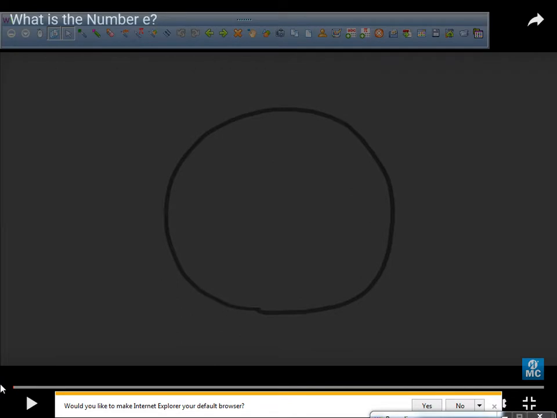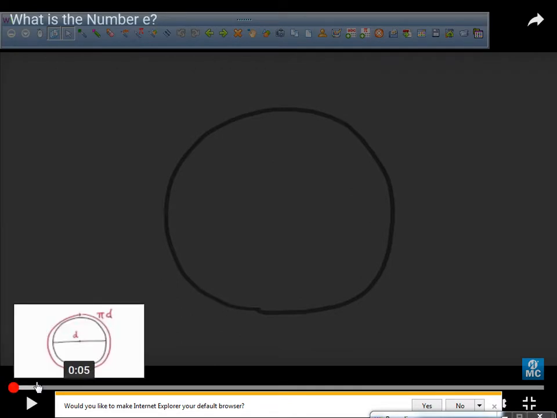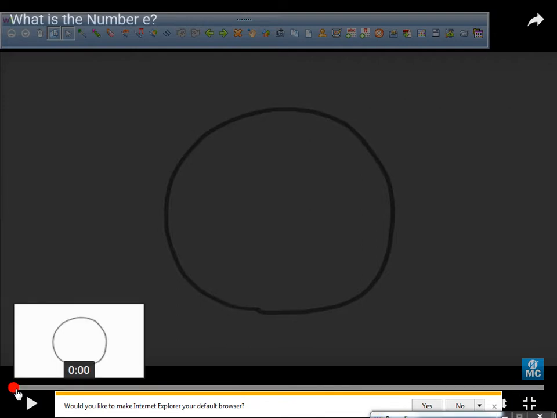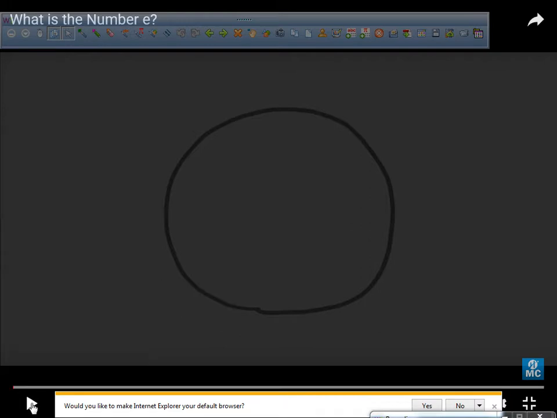Did you know that? It's kind of cool, right? So if you go all the way around the world, and then you were to be able to go right straight through the Earth, you get 3.14. So that's pi.